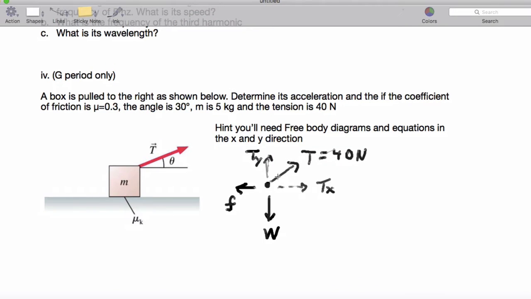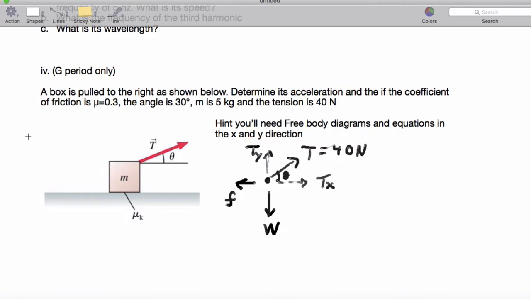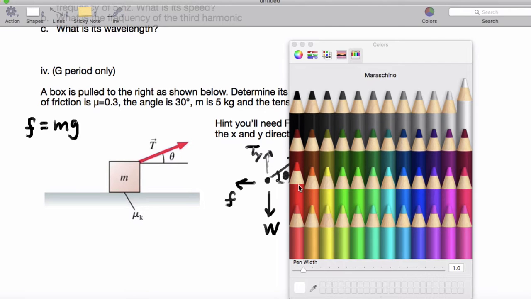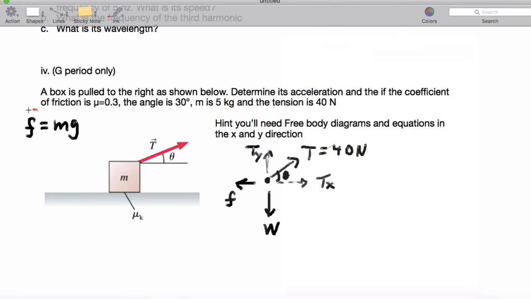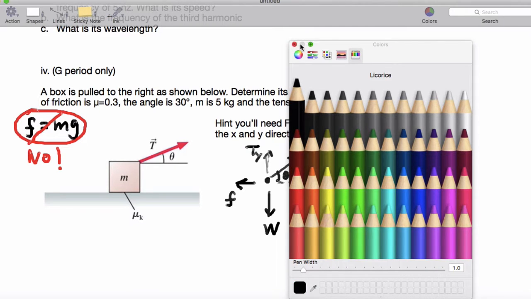Now, one thing I want to say here, in this case, friction is not equal to mg. A lot of people wanted to just jump ahead and solve the problem that way. That is not correct. No. All right, now to this end, let's set up equations in the x and in the y direction.